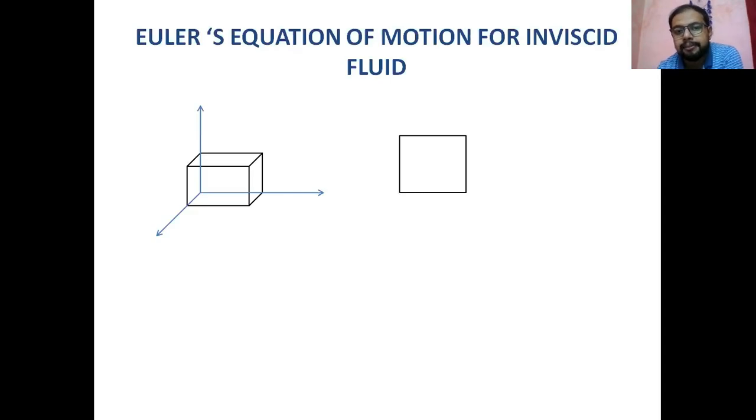One parallelepiped element we are choosing here, to see Euler's equation of motion for inviscid fluid. Euler's equation is nothing but Newton's laws of motion, whatever concept we have seen. Newton's laws of motion are only valid for an inertial frame. Here also it is an inertial frame, so the frame is not accelerating. So we are going to choose this parallelepiped.